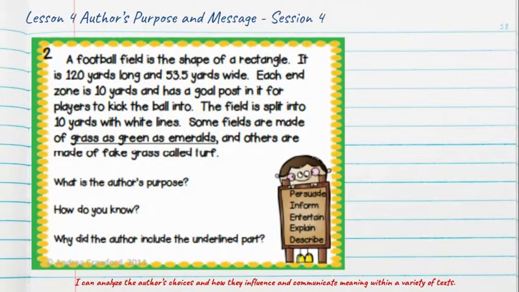Number 2, a football field is the shape of a rectangle. It is 120 yards long and 53.5 yards wide. Each end zone is 10 yards and has a goalpost in it for players to kick the ball into. The field is split into 10 yards with white lines. Some fields are made of grass as green as emeralds, and others are made of fake grass called turf. What is the author's purpose? How do you know? Why did the author include the underlined part?